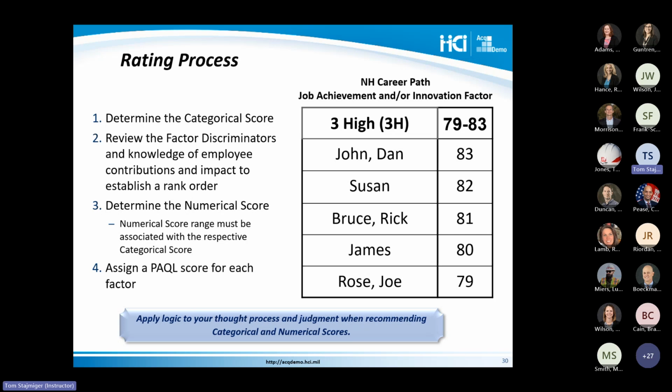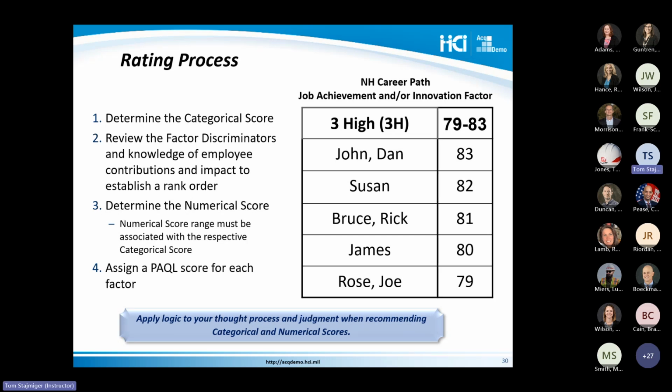So if I'm Rick and I say, "Well, I got 81, I know that 3 high goes up to 83. Why didn't I get 82 or 83?" Technically, in order to do that, I would have to show him Susan's appraisal and say, here's where her contributions were deemed to be a little bit more valuable than yours. And then show him John and Dan's appraisals and say, here's where their appraisals are deemed to be more valuable. Can't do that. What I could say to Rick, though, is, "Hey, you got 81."